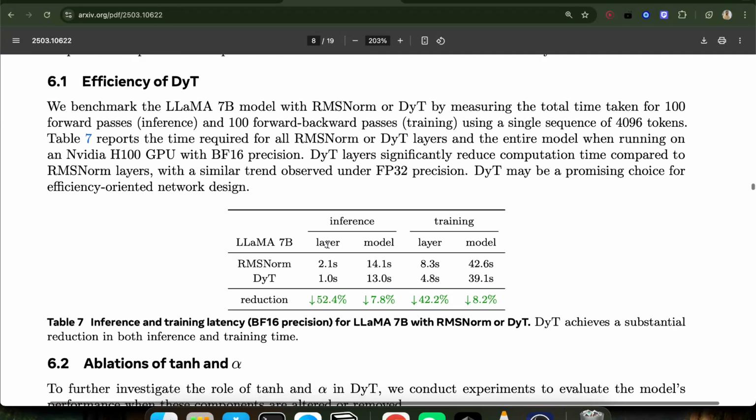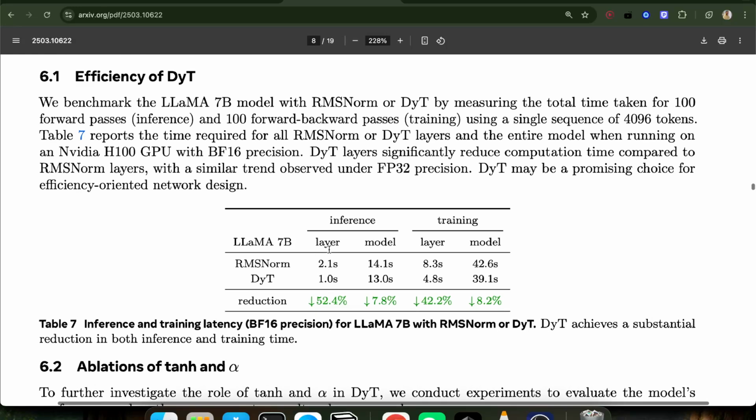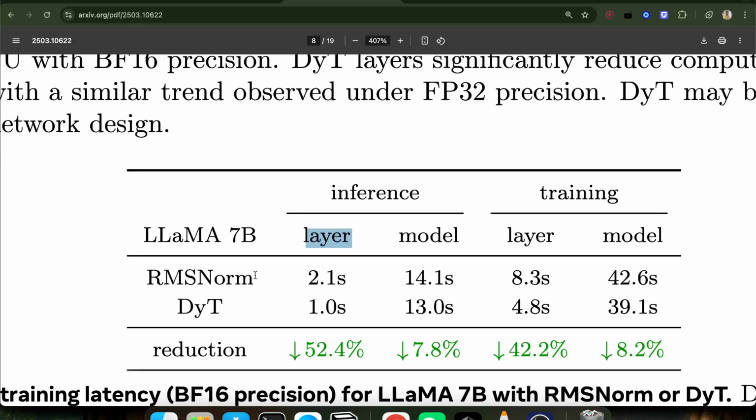So I don't know if they wrote it anywhere, but from my understanding, this is comparing just the execution of this guy versus this guy. So it's not the whole transformer block layer. It's just this normalization layer's speed. So the speed of this normalization layer and the speed of this normalization computation. This one is 50% faster.